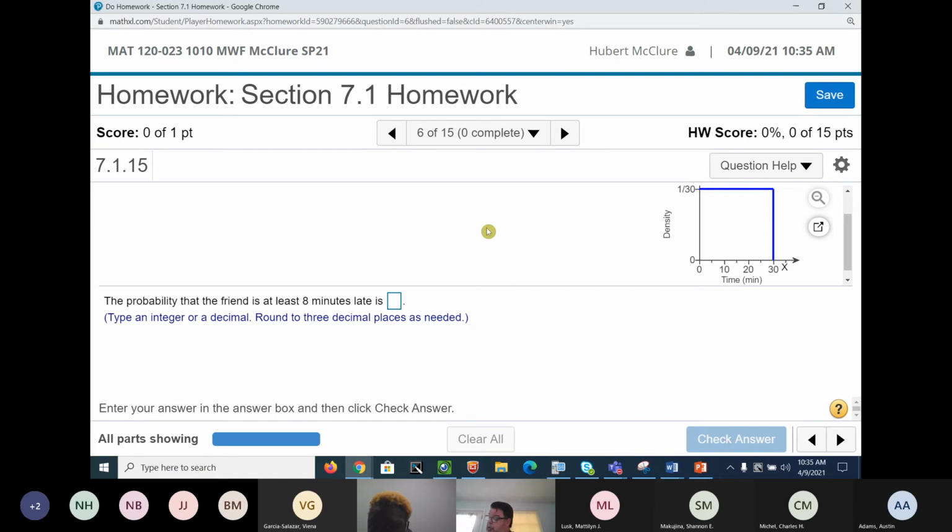Zero to 30. 10, 20. So in the middle, that's going to be 5, 10, 15, 20, 25. Now, the question says the probability that the friend is at least 8 minutes late. All right, so here's our problem.